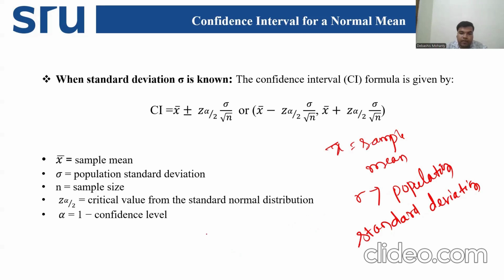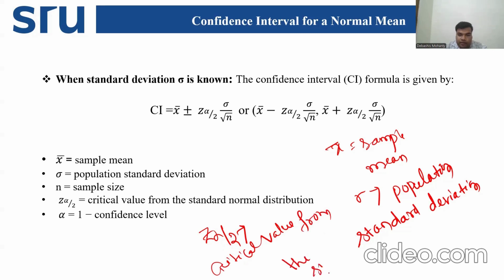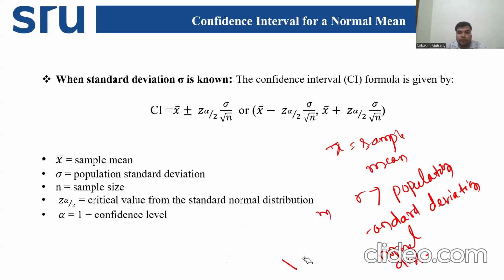And next is Z alpha by 2. That is very important. That is nothing but the critical value. That is the critical value that comes from the standard normal distribution. So students, here standard normal distribution means Z table. Okay. So that critical value only we have to consider here to find the Z alpha by 2.